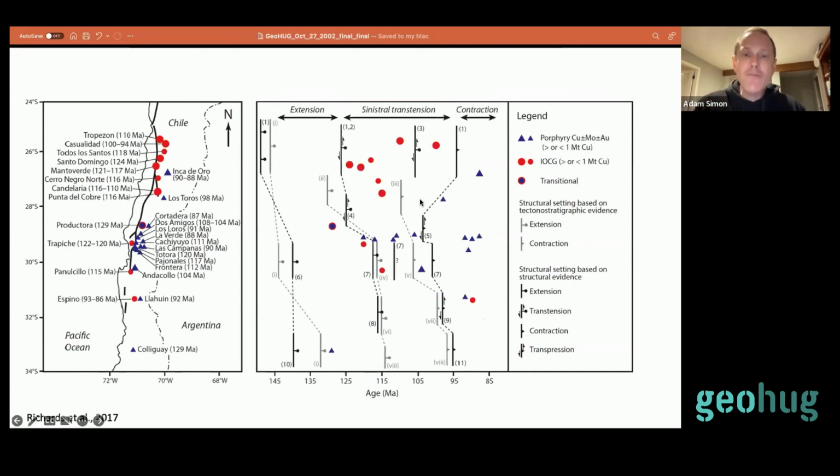In Jeremy's paper, I've now added the right side of his slide, and this is an area that my group and collaborators in Chile are now really starting to hone in on. If we think of subduction, if you look at the top, in terms of extension, sinistral transtension, and contraction, we're trying to understand how the tectonic regime played a determinative role in the formation of IOA, IOCG systems relative to porphyry systems.